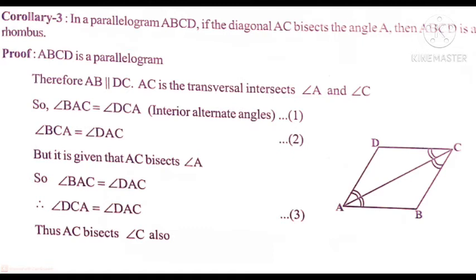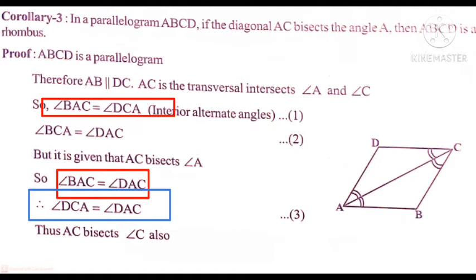So, angle BAC is equal to angle DCA, interior alternate angles. It is equation 1. Angle BCA is equal to angle DAC since alternate interior angles. It is equation 2. But it is given that AC bisects angle A. So angle BAC is equal to angle DAC. Therefore angle DCA is equal to angle DAC. It is equation 3.